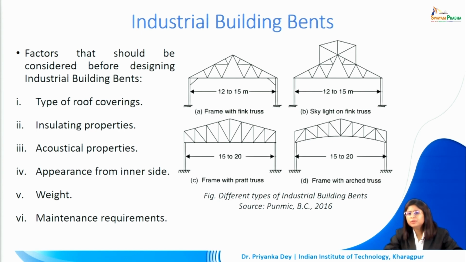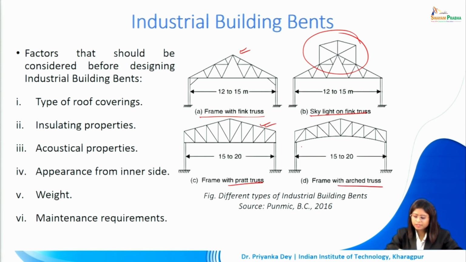So the options that we can go for is, we can have a frame with fink truss as shown here. We can have a skylight on top of this fink truss. We can go for a frame with Pratt truss as depicted here, or we can also have an arch truss. As you can see, there is a certain curve to the internal space. So depending upon the appearance that we want within our internal space and also the span that we are dealing with, for instance, the previous examples on the top are 12 to 15 meter span, whereas we can increase that to about 15 to 20 in the lower two examples.